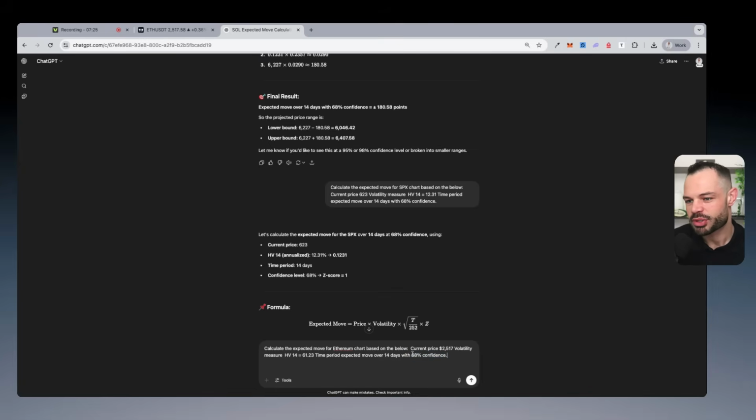Why do we use this number, 68% confidence? Well, 68% confidence is equal to one standard deviation. If you wanted to increase that level of confidence, you could use a 98% degree of confidence, which would be two standard deviations. But what we're looking at here is current price, 25.17, historical volatility over the past 14 days of 61.23. We're asking for a calculation for the expected move over the next 14 days based on a 68% degree of confidence.